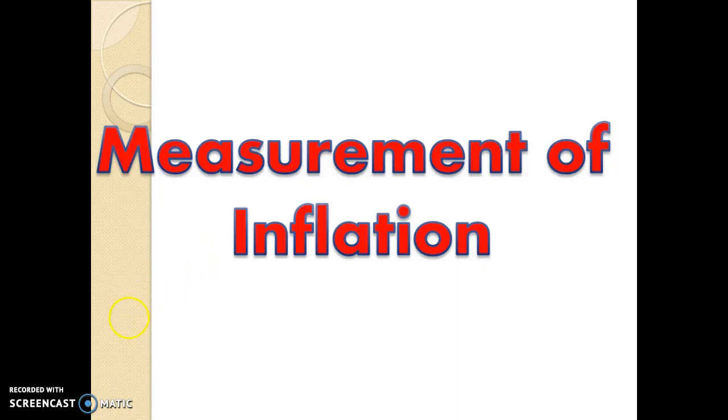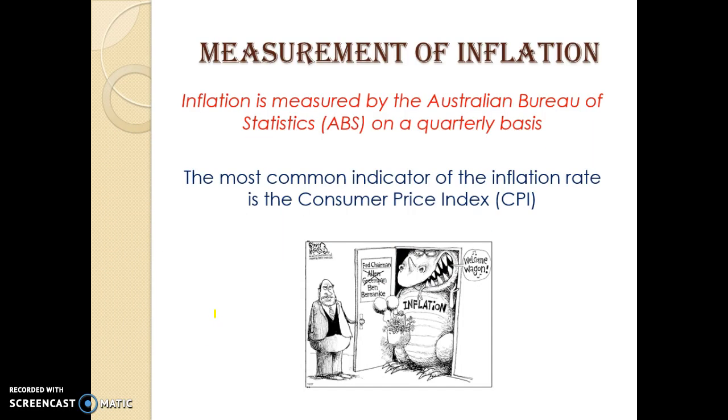In this video, we're just going to be having a look at how the ABS actually goes about calculating the rate of inflation. So basically, inflation is measured by the Australian Bureau of Statistics, and it's measured on a quarterly basis. So we will get inflation figures for every 3 months, and it's the most common indicator of the rate of inflation in the economy.